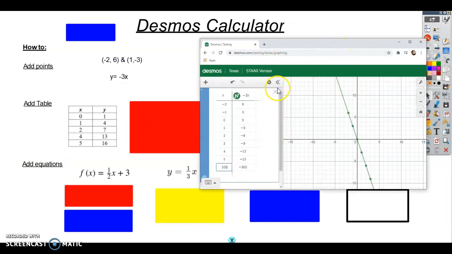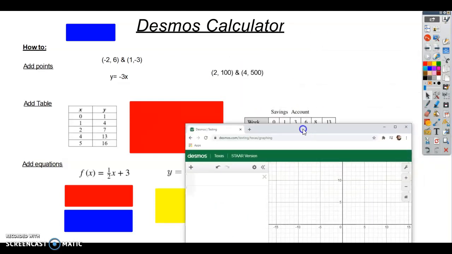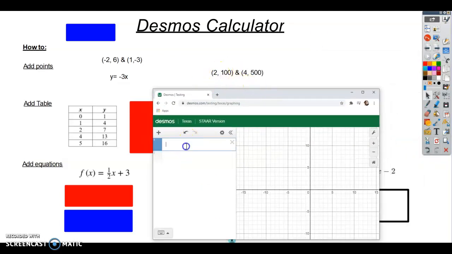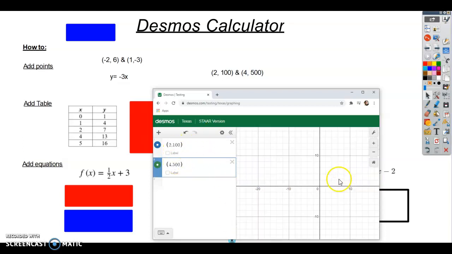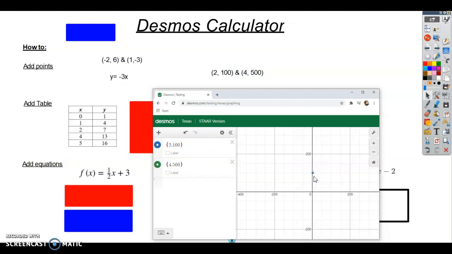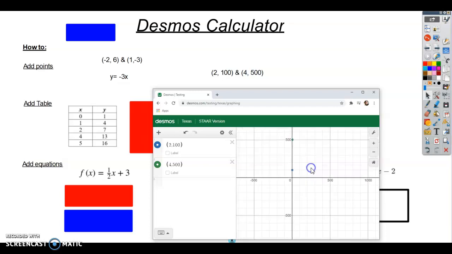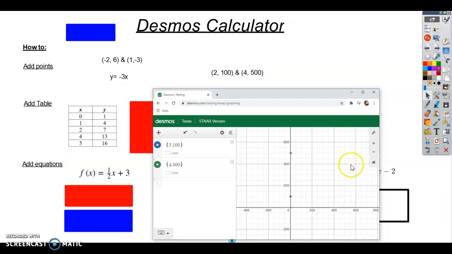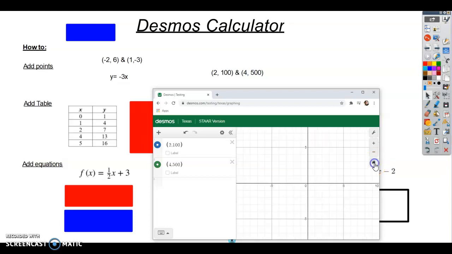What else can you do in Desmos? So you can also type those 2 points. So let's type 2 comma 100 and 4 comma 500. And notice they don't appear here because those numbers are really big. So what I'm going to do is just zoom out until I see them. There goes my blue one, and there goes my green one, right? And then you can hit the house button and it brings it back to the normal grid.